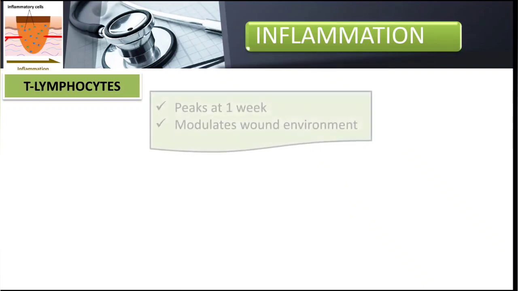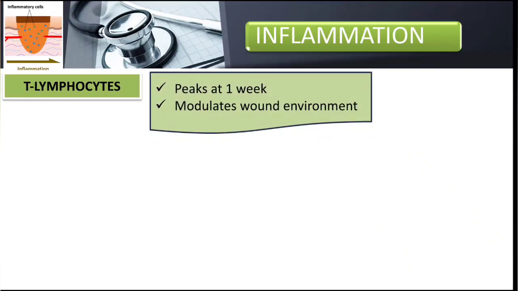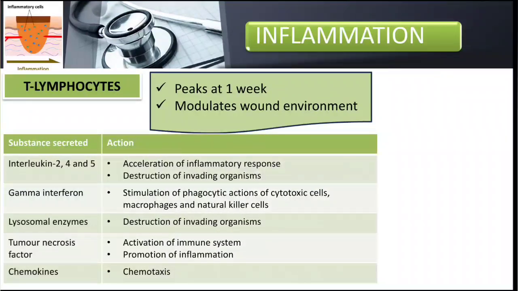Next are the T lymphocytes. They peak at 1 week, and they are thought to modulate the wound environment. Some texts say their exact role is not fully understood, but these are some of the substances secreted and the actions of those substances. For example, lymphocytes secrete interleukins 2, 4, and 5, and these are important for acceleration of the inflammatory response and destruction of invading microorganisms.